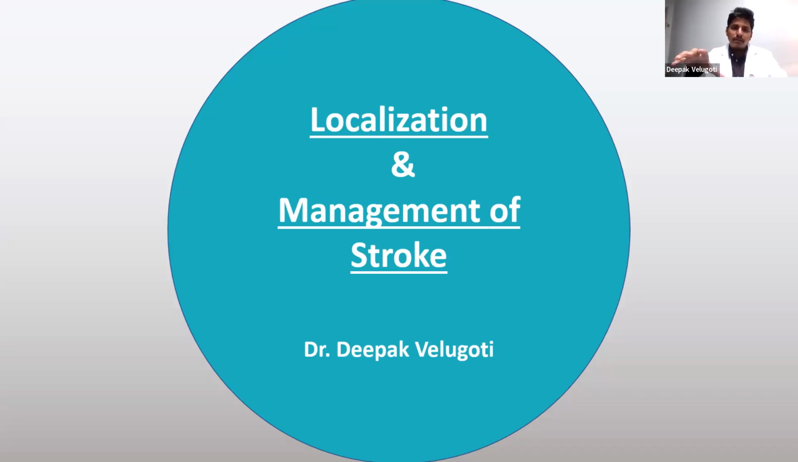Before talking about localization and management, I just want to give you a brief explanation of what a stroke is. Stroke is an abrupt onset of focal neurological deficits that can be attributable to any vascular cause. It should be differentiated from a transient ischemic attack with the help of timing. In stroke, the symptoms last more than 24 hours, but in a transient ischemic attack, symptoms last less than 24 hours.